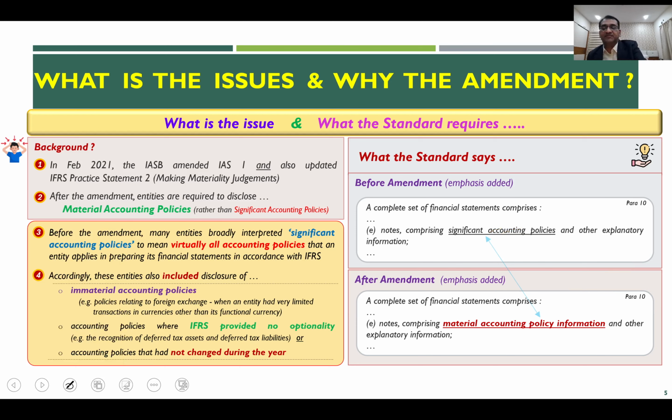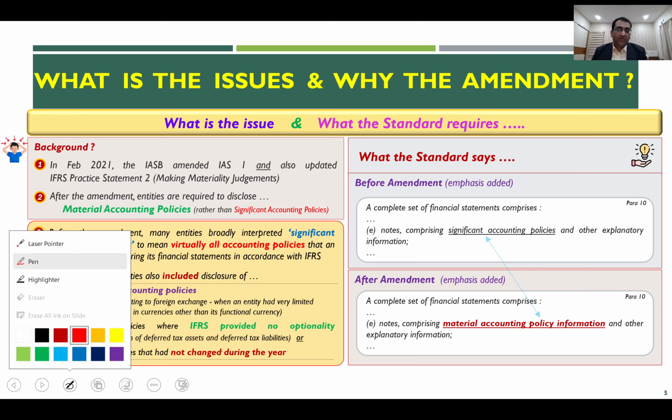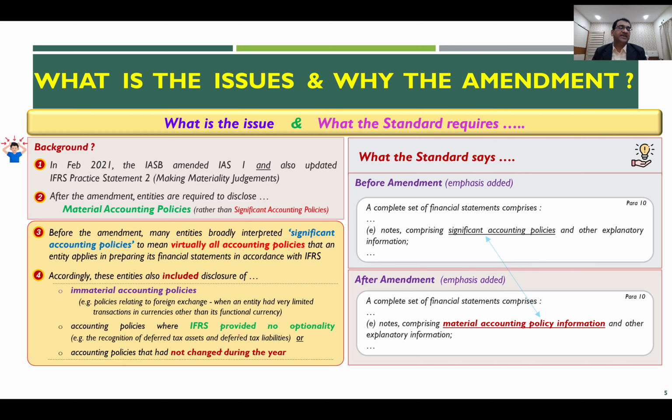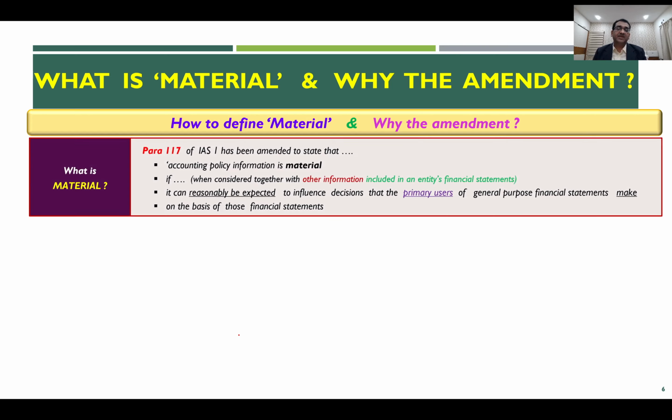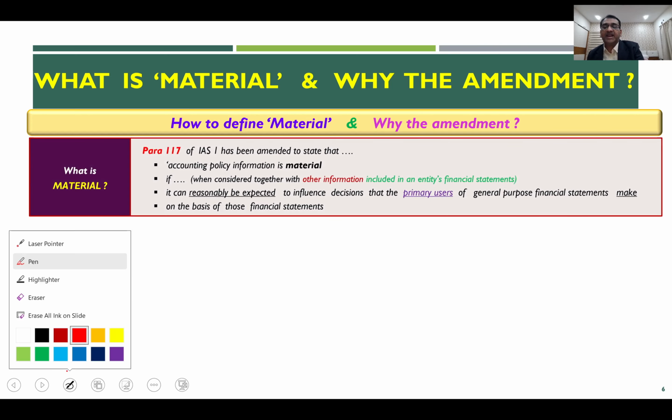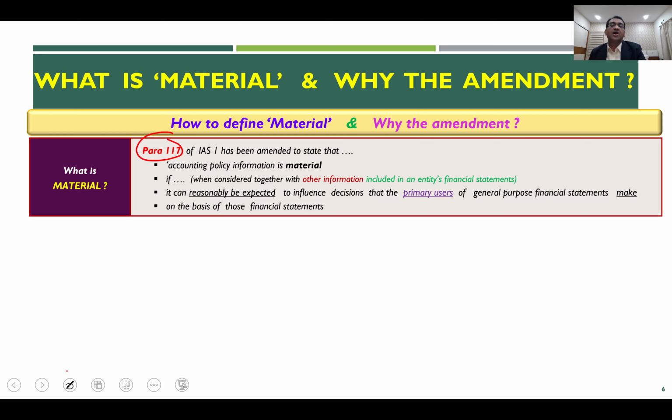Now, the $1 million question one may have is: what is the difference between material and significant? How does one interpret what is material? So the moot question now is to understand what material is. Let's see the next slide, which gives you an insight into how one defines what is material. Post-amendment, paragraph 117 of IAS 1 or Ind AS 1 has been amended, and this paragraph 117 gives guidance on which policy will become material.